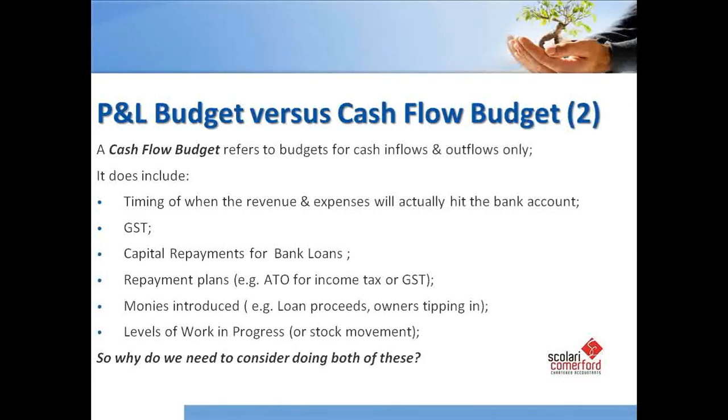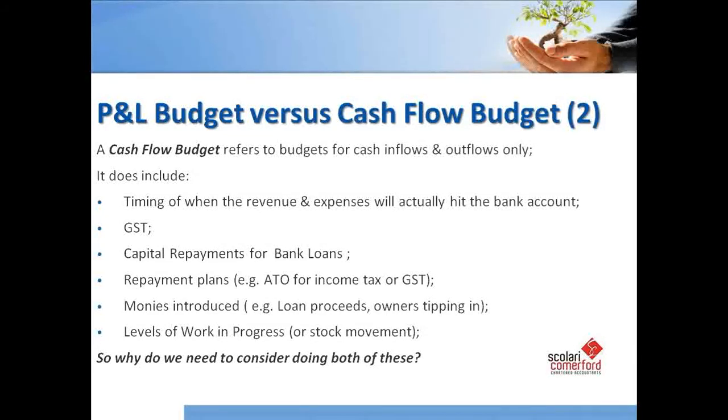So it might well be that if you go out and buy $100,000 worth of stock, typically you might have that sold at the end of the month or at the end of the year. Your P&L will actually add back that stock that you haven't actually sold. It will be an asset, whereas cash flow will take into account that that stuff has actually been bought and paid for.